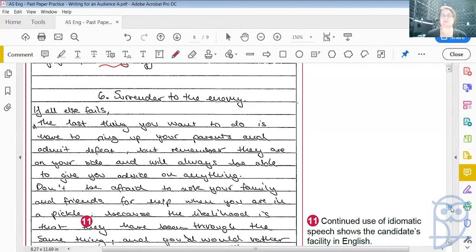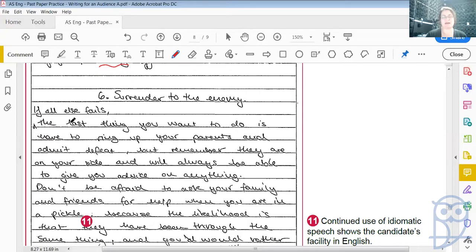Number six, Surrender to the Enemy. Here's an interesting title. What are they going to explore here? If all else fails, the last thing you want to do is have to ring up your parents and admit defeat. Okay, so I'm just going to stop there.